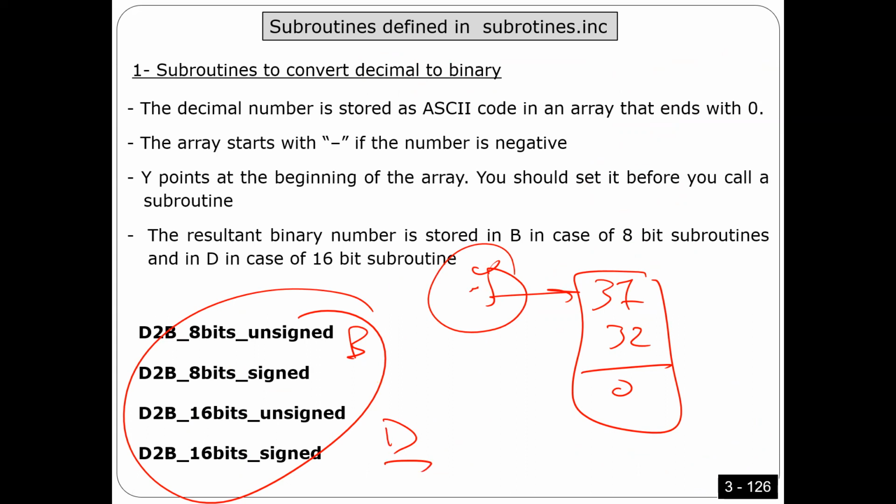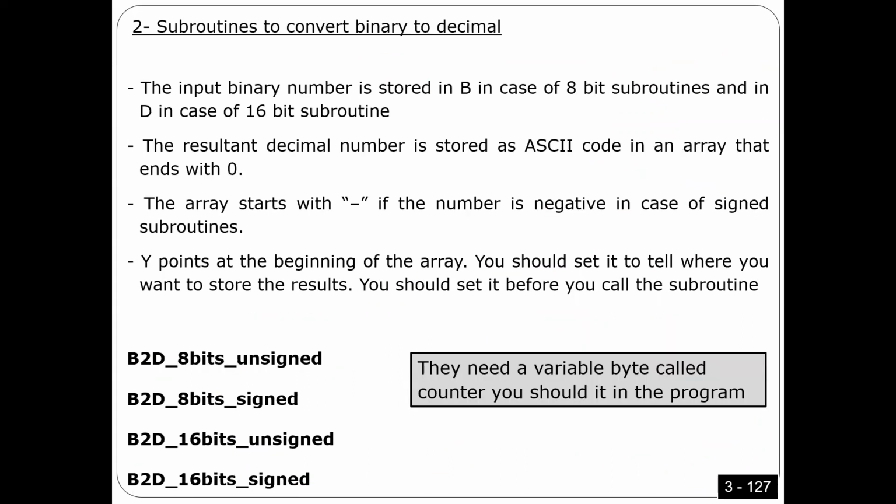So again, same thing here. This one should do the opposite. What do you mean by the opposite? This one is going to take register B or register G. We have 2 functions, as you see here, for 8 bits or 16 bits. And this one is going to divide by 10 to convert this binary number to ASCII.